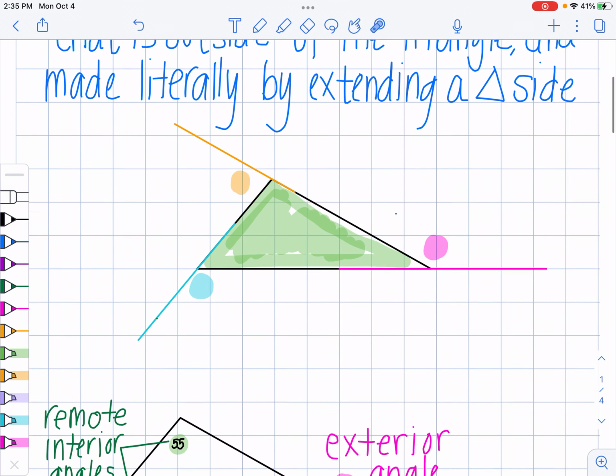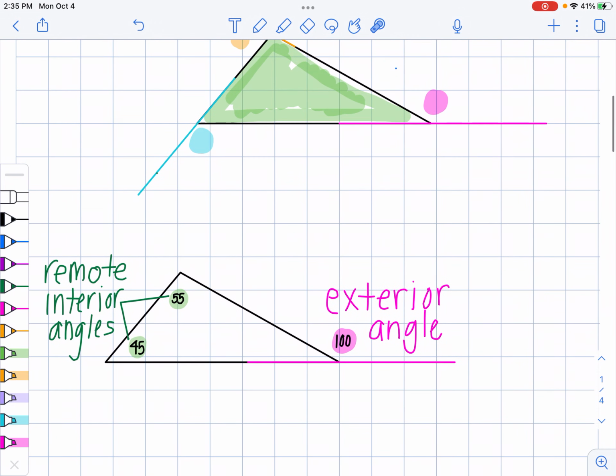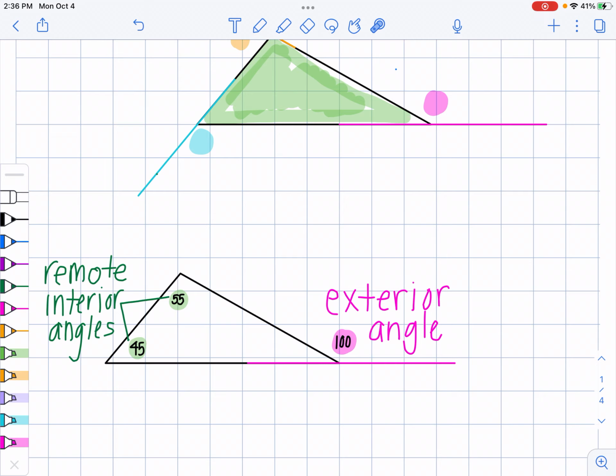So I drew out another picture for you here so that we can get a little bit of vocabulary out of the way. I already mentioned the word exterior angle. If I extend out my side, I have this angle out here that is an exterior angle. I literally call it an exterior angle because it's an angle that's on the exterior, or the outside, of my triangle.